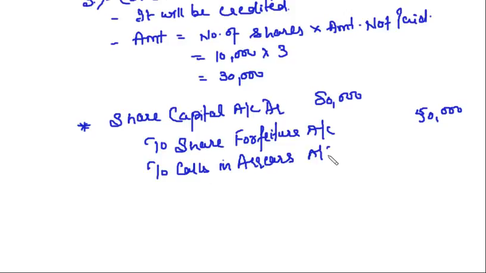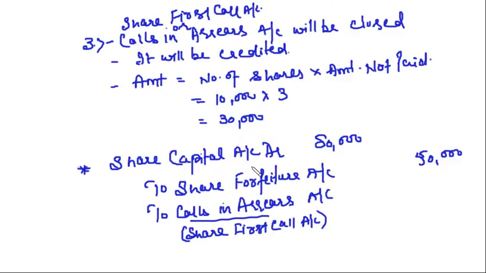account. This calls in arrears can be substituted by share first call. If you are not opening the calls in arrears account, that means you are following method 1 of calls in arrears, right? Then you will write share first call account, okay? Otherwise, you will write calls in arrears account, the amount which was not received and due to which the forfeiture has been done. This comes to 30,000. So this is the journal entry for forfeiture of shares.